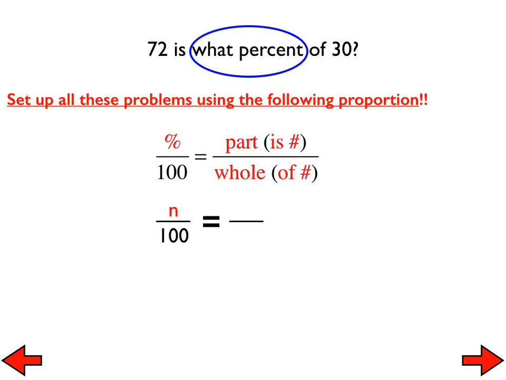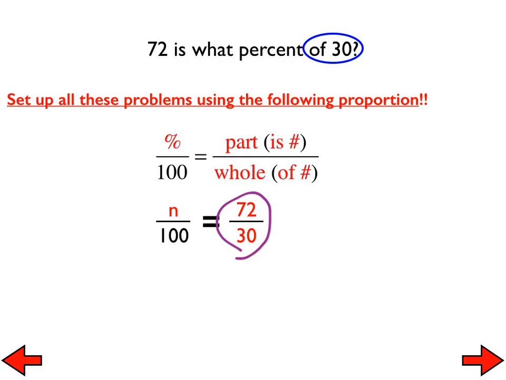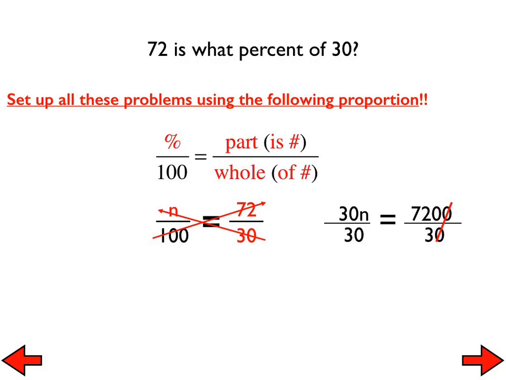The part, or the is number, is 72, so that would be our numerator. And the whole, or the of number, would be 30. And then from there, we just have a proportional situation where you could cross-multiply using that algorithm. It might even help you on these if you try and reduce the given fraction down a little bit to make the number smaller. Sometimes that will save some time, but that's entirely up to you. But regardless, when we solve this, we should end up with 240%. And make sure if you're asked to find a percent that that's what you do.